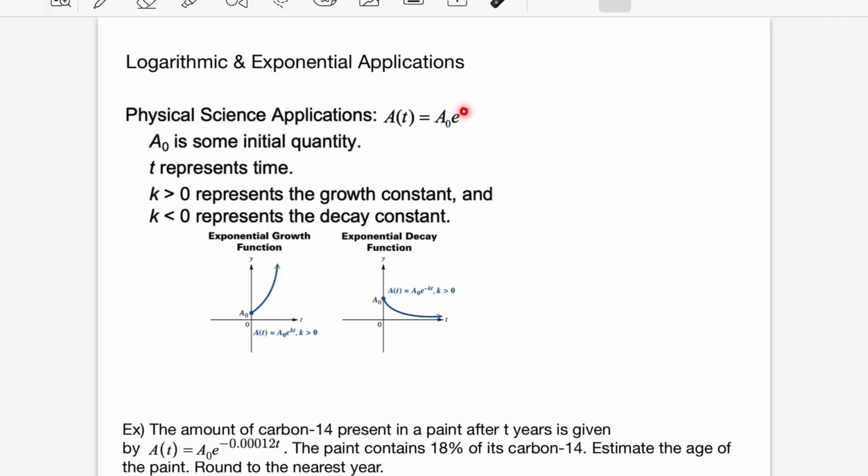And then this k here is going to be our growth constant or a decay constant, depending on the sign of k here. Right? And this is how each function behaves if we have a positive k or a negative k here. All right, so let's look at an example here.